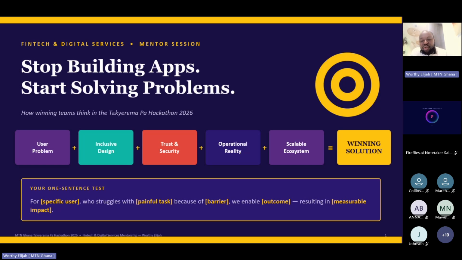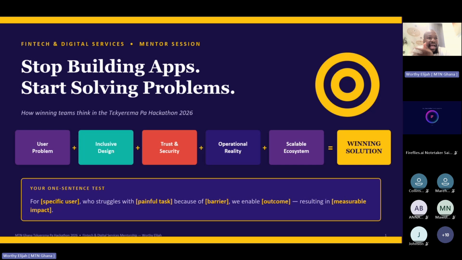That's why I didn't want to bore you with a lot of slides and a lot of details. I've just broken it down into these areas. If you're able to answer the question of what user problem you are solving, is it an inclusive design? I remember when I was in University of Ghana, one of our courses was human computer interaction, HCI, what that course will teach you about technology and all those things.